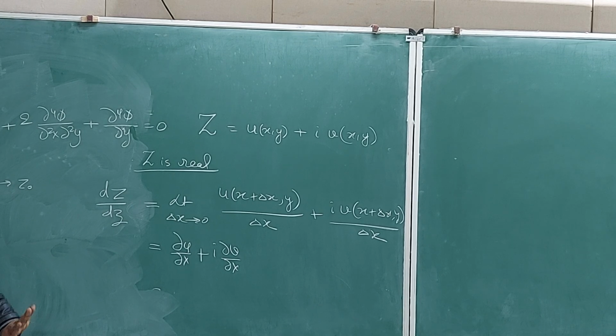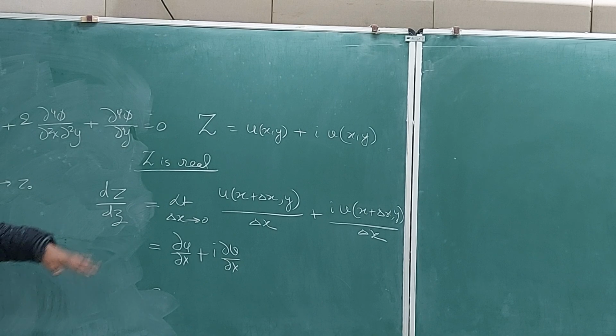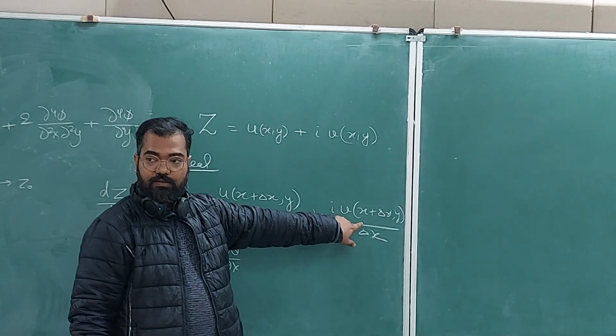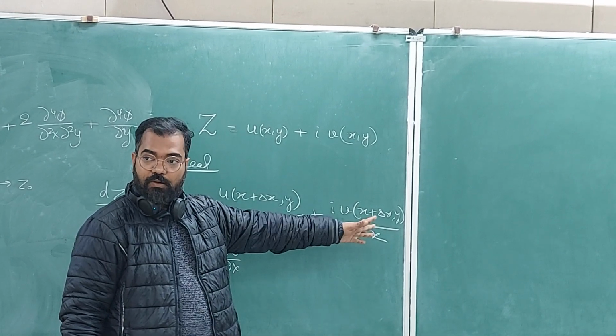Sir, if z is real, then why is there an imaginary part? We are not ignoring it initially because we have a function of x in v also. So we don't know whether it will come out real or not.